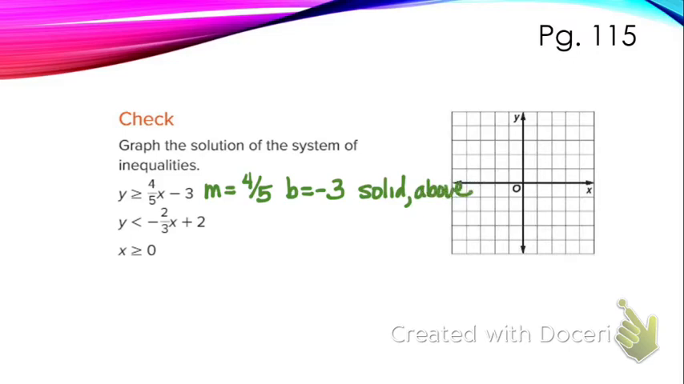Go ahead and graph it out. Pick one color pencil or crayon. Put your point at -3. Go up 4 to the right 5. Make a solid line. It almost didn't fit, but it fit. And now you're going to shade above.